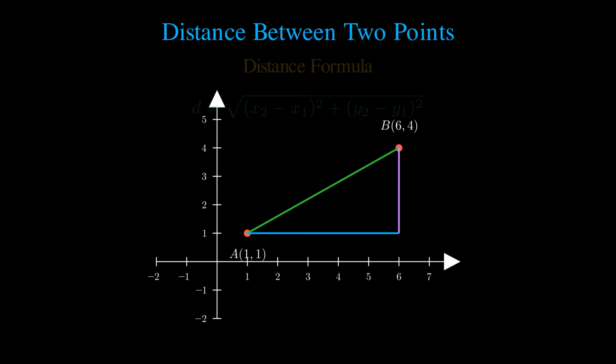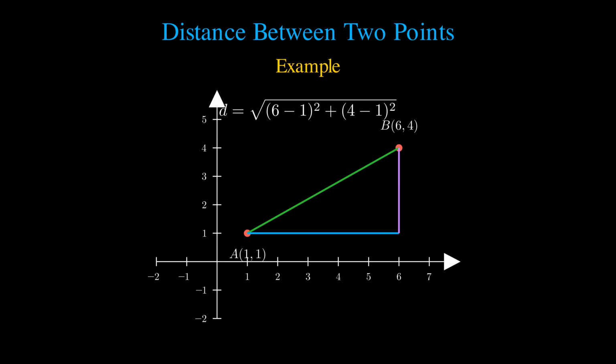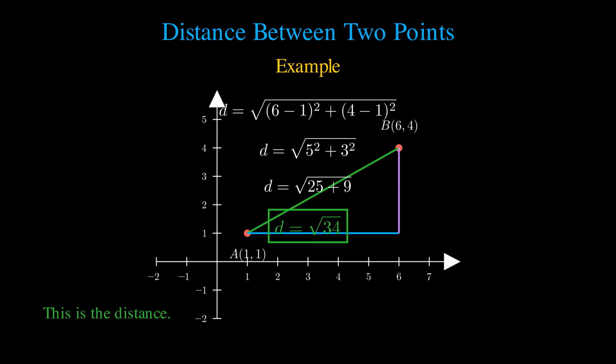Now let's calculate the distance step by step. First, subtract the x values, 6 minus 1. That gives us 5. Next, subtract the y values, 4 minus 1. That gives us 3. Now we square both results. 5 squared is 25. And 3 squared is 9. Next, we add those numbers. 25 plus 9 equals 34.